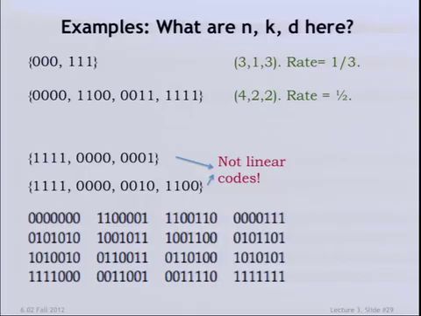Turns out to be a linear code. So if I claim that it's a linear code, can you tell me what the minimum Hamming distance is between code words here? 3. You find a code word here of weight 3, and you don't find any code words of weight less than 3.